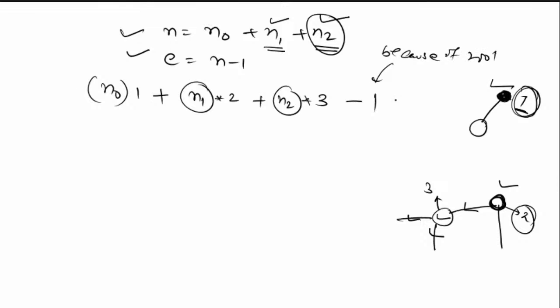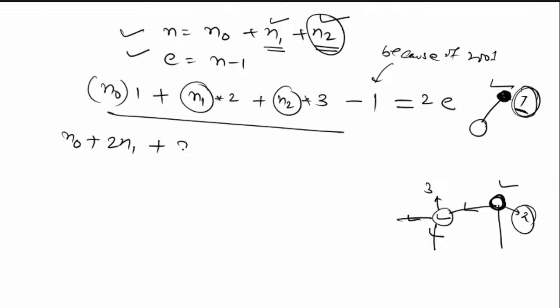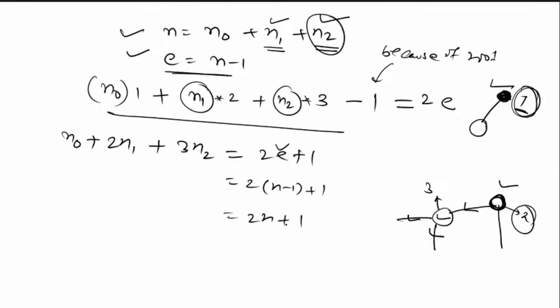Now finally, in this equation, this is your total degree and this is equal to twice the number of edges, which is 2e. So you can say basically n0 plus 2n1 plus 3n2 is equal to 2e minus 1. And what is e? You know e is nothing but n minus 1. So 2 into n minus 1 minus 1, that is 2n minus 1.